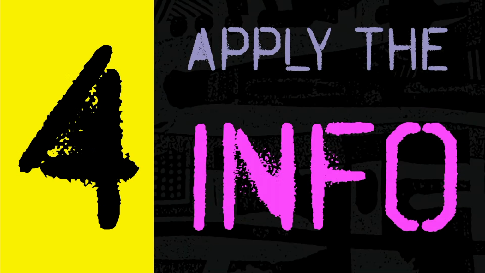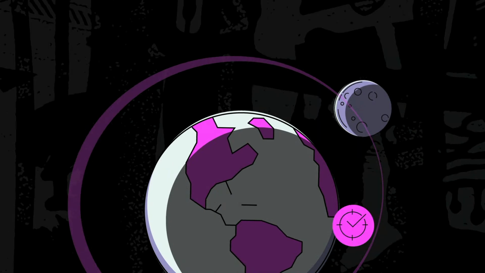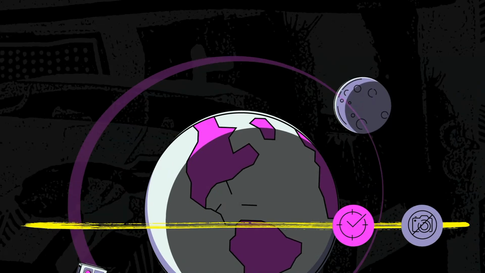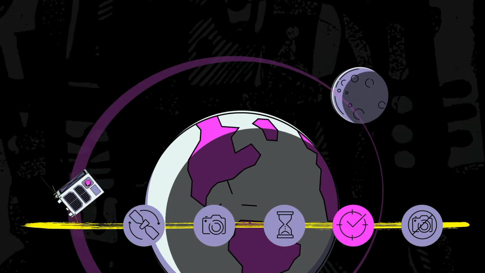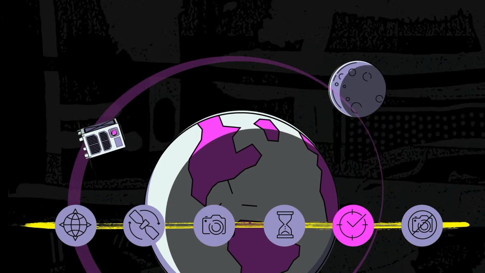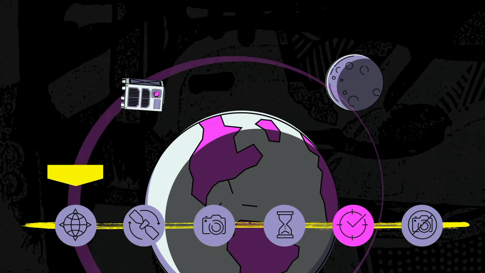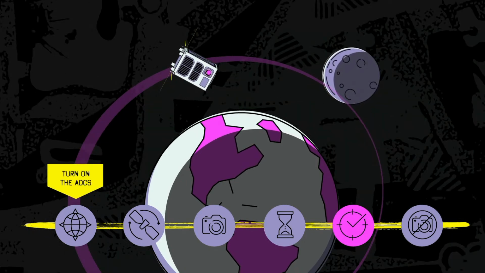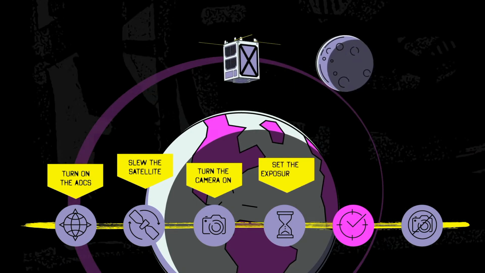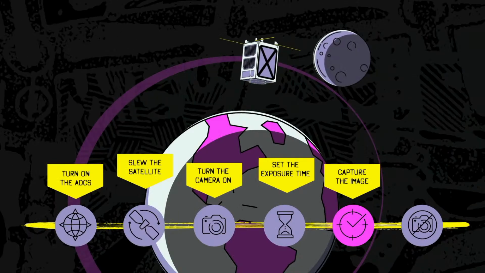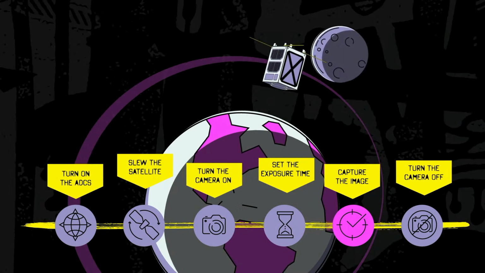On to the final step. Apply all that information and get the image we're after. We take the time of image and back out the commands around it, giving the satellite enough time to apply the quaternion and be in position when it arrives at the window of opportunity. The proper order of commands would be as follows. Turn on the ADCS, slew to the commanded quaternion, turn the camera on, set the exposure time, capture the image, and finally, turn the camera off.